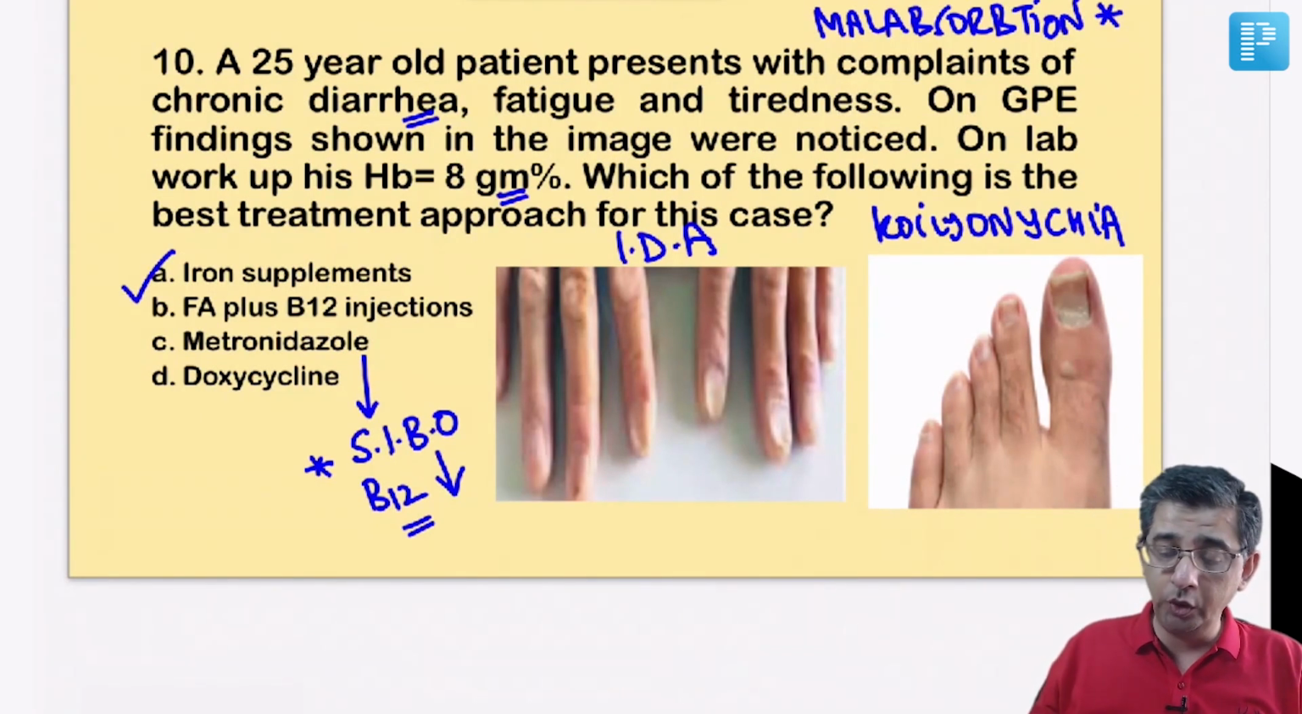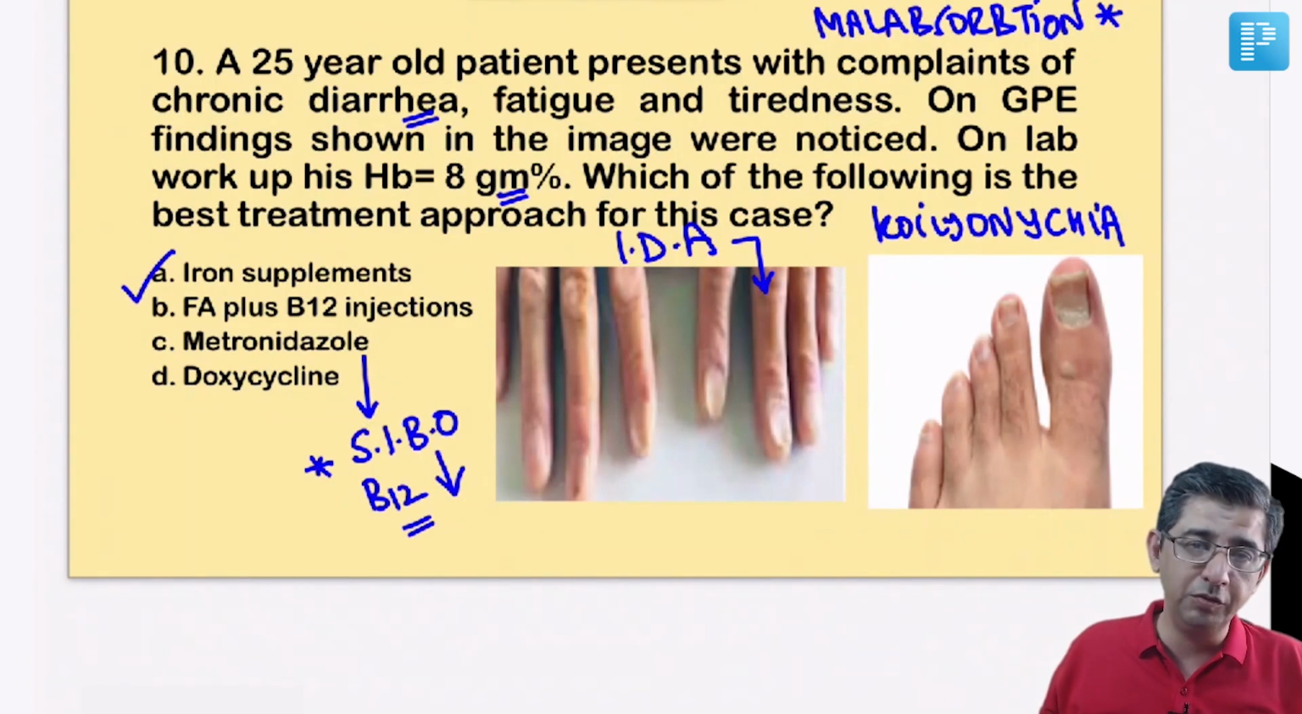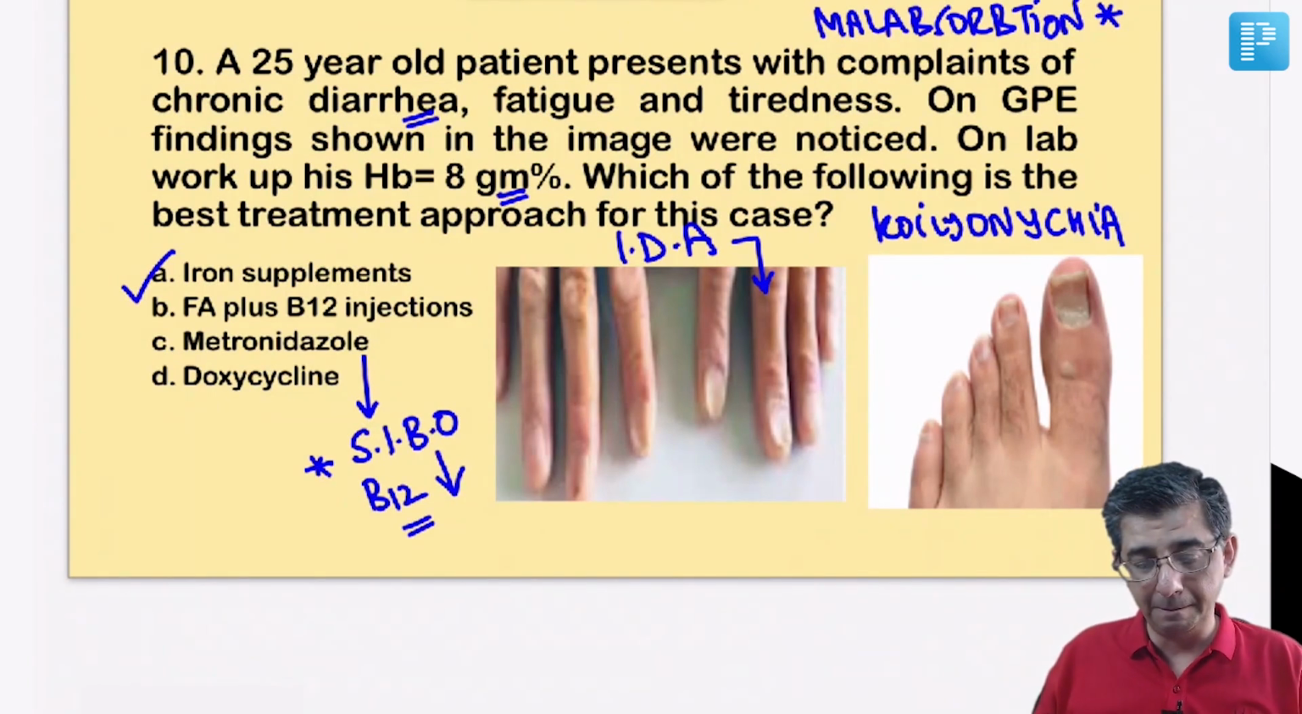If he had not included this diagram per se, then the answer could have been any one of these. But since he has given particularly an image related to the classical finding of anemia present in these patients, first of all, we would be going in for correction of the anemia of this patient.